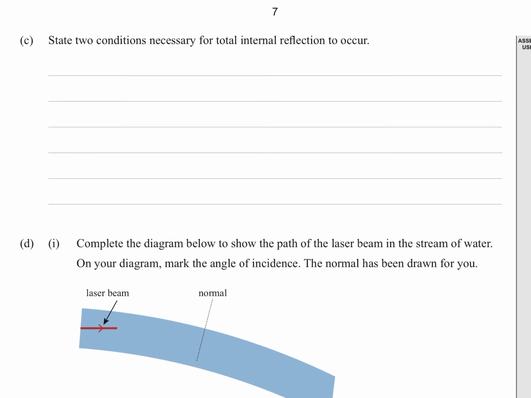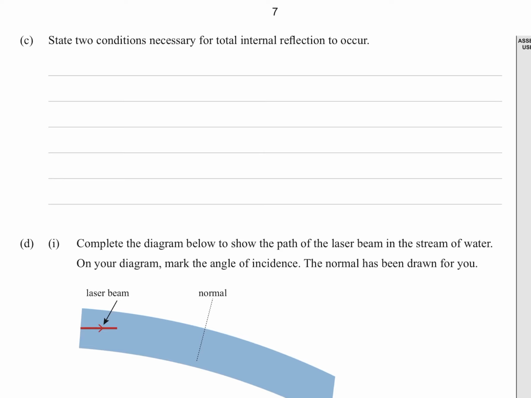The one condition is that the angle of incidence must be larger than the critical angle. The critical angle occurs when the refracted ray is 90 degrees to the normal, and when that occurs, that angle of incidence is called the critical angle. In order for the light to bend back into the medium, it has to be larger than the critical angle.